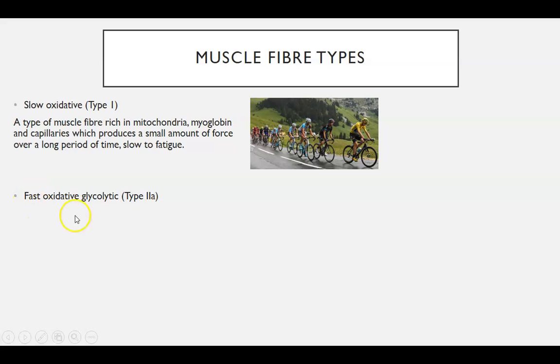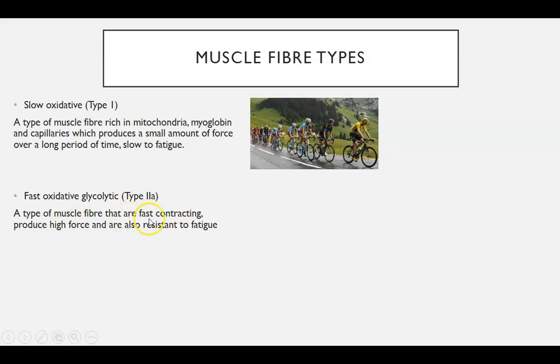The middle muscle fibre type is fast oxidative glycolytic, also known as type 2A. Oxidative suggests that it's got some oxygen properties in there. Glycolytic suggests that it's also got some kind of high force in there. So this is a fast twitch muscle fibre. We have 1 slow twitch and we have 2 fast twitch. This is the first fast twitch muscle fibre, type 2A.